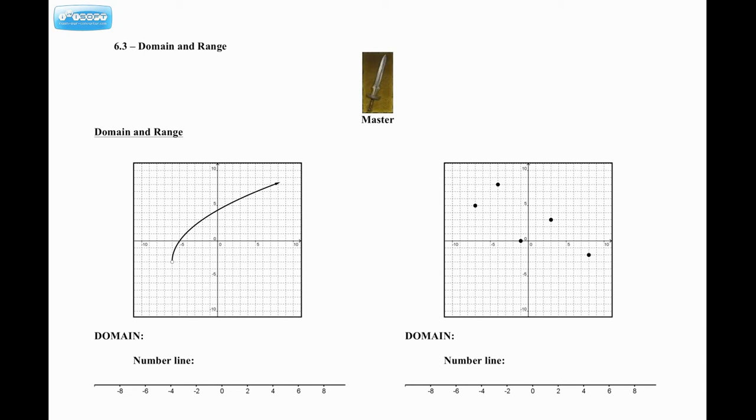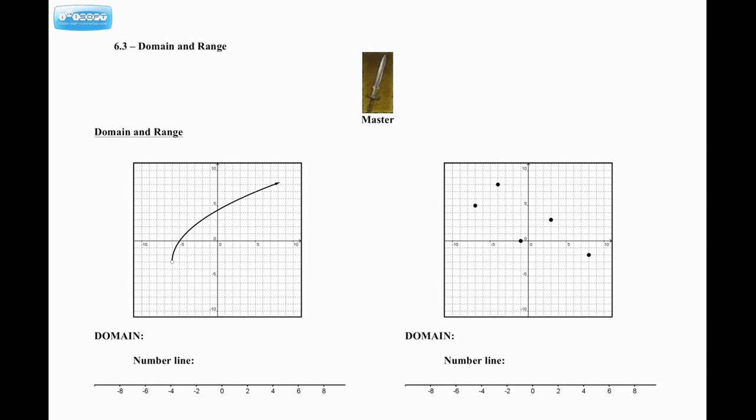Keep in mind you're probably not going to become a master of domain and range just by doing a few examples. So let's do some more. So domain and range, here we have a relation. This is a non-linear relation because clearly from the graph that line is not straight. Okay, so it's asking us for domain in number line notation. So let's do that.